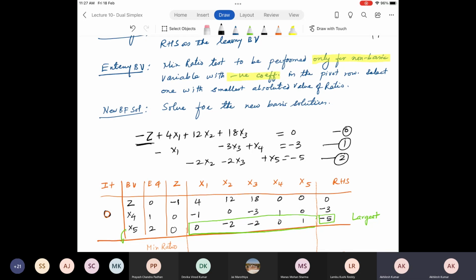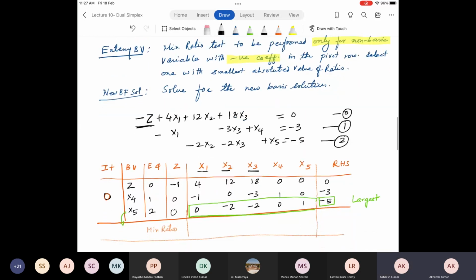So let's try to calculate. The non-basic variables right now are x1, x2 and x3, right? x4 and x5 are basic variables. So should we calculate a minimum ratio for the x1 column? No. What does it say? Only negative coefficient. Do we have a negative coefficient for the x1 column? No. So we'll just put a small dash here.